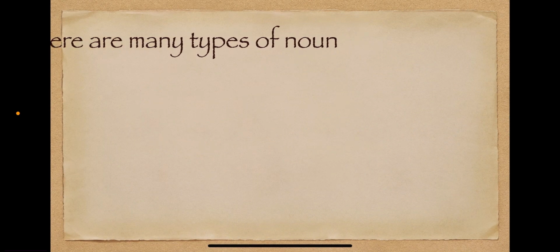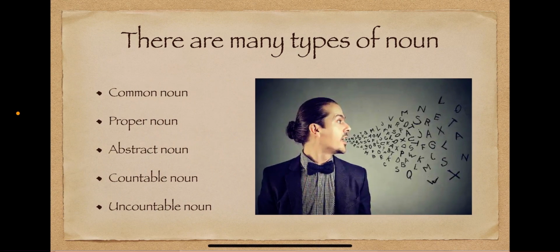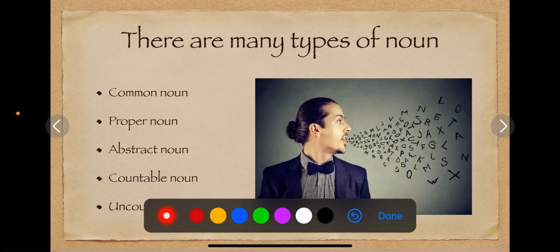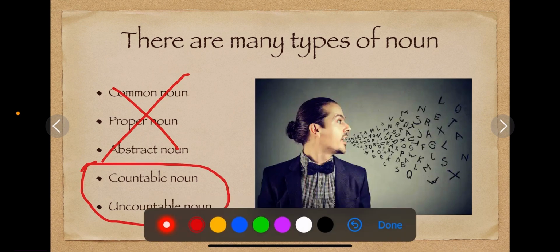Now, we have many types of nouns. We have a common noun, a proper noun, an abstract noun, countable noun, and uncountable noun. But we're not going to study the first three here. We're just going to learn about countable and uncountable nouns.